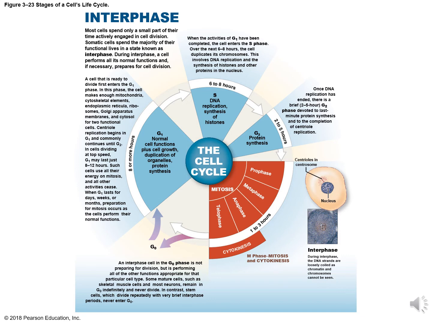Then we enter into G2. Now, once you've entered into S, you can't turn back. You have to divide. So G2 is just going to be the final prep for getting ready for this division. We're going to finish protein synthesis. We're going to complete the centriole replication because we need the centrioles to separate the DNA, and we need to have enough centrioles to give to each offspring.